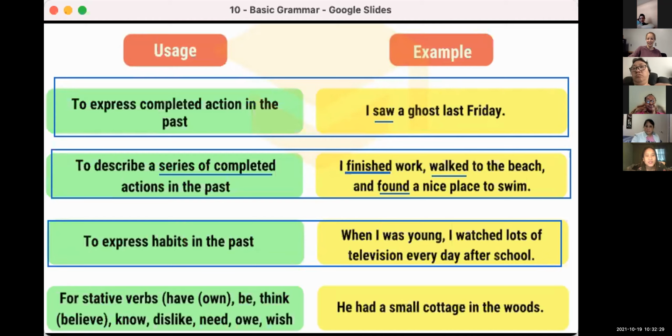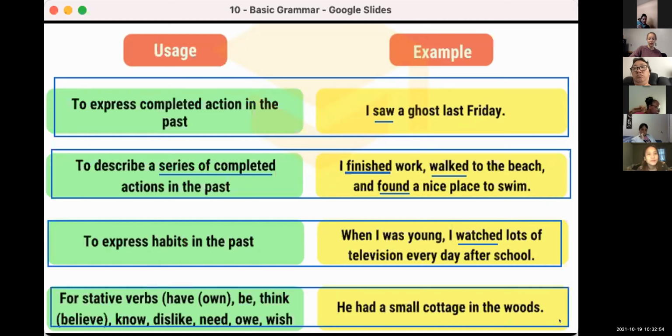Ellie, go ahead. Okay. To express habits in the past. When I was young, I watched a lot of television every day after school. Very good. This is that habit from the past. It was true in the past, but it's not true of your habits today.